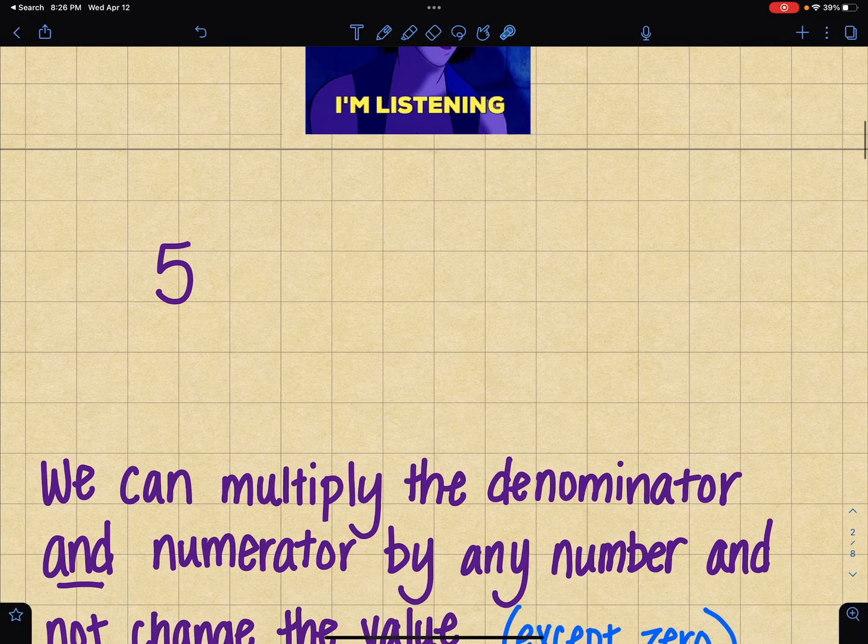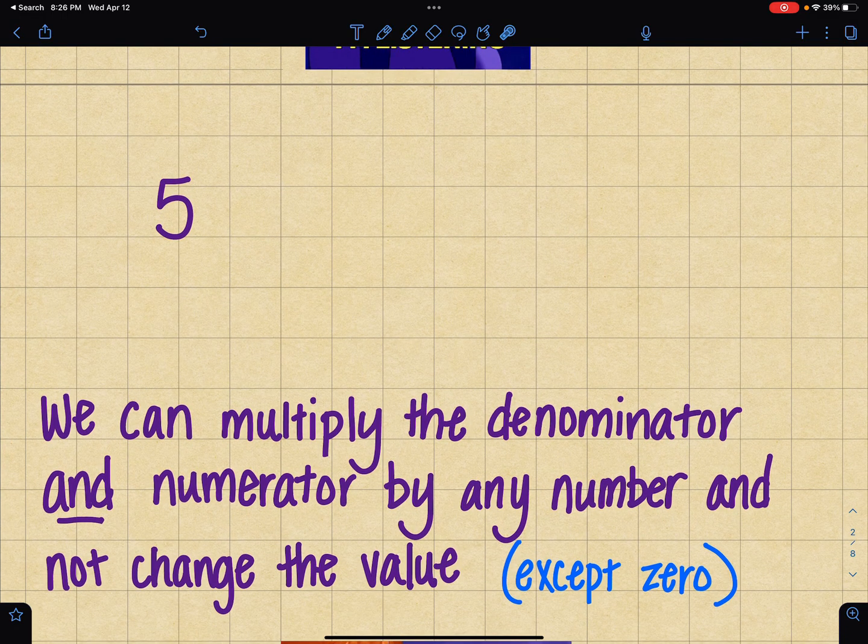Let's start here with the number 5, just the simple number 5. But of course, as you know, any number is a fraction. You can just put it over 1, right? So if we multiply the numerator and the denominator by the same quantity, it would be something like this: 5 times 2 divided by 2.